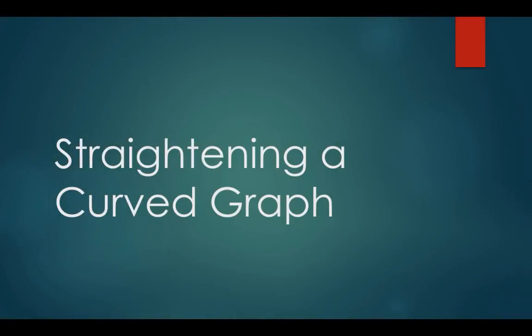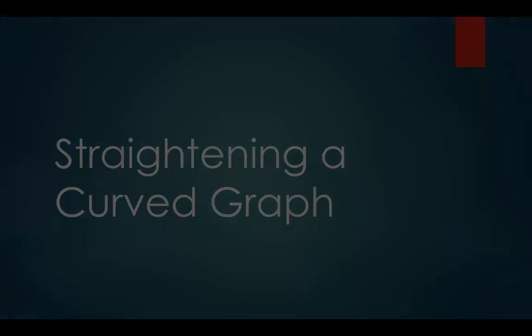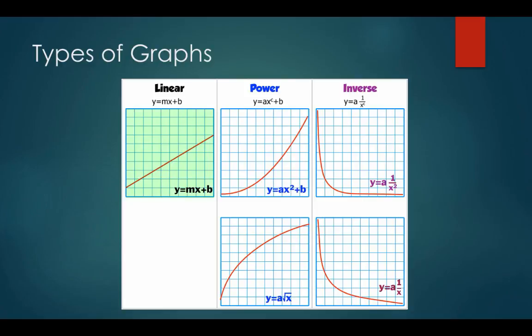How to straighten a curved graph. Remember the different types of graphs from last day? Linear, where y is directly proportional to x. Power, also known as a quadratic, which looks like a soft check mark.